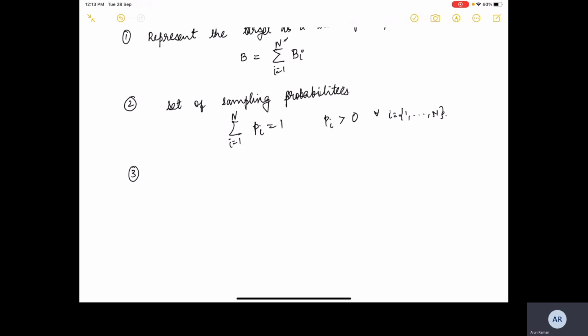What we need to do is to design the probability distribution. Based on the application, what we need is larger probabilities for more important summands.